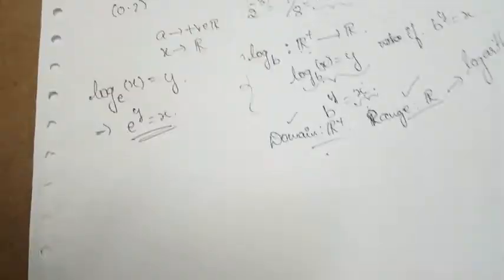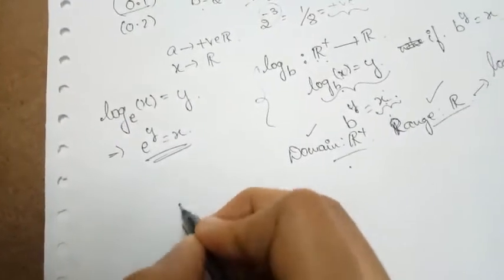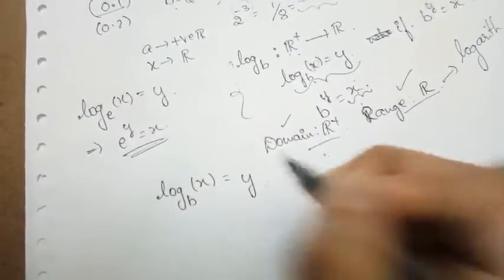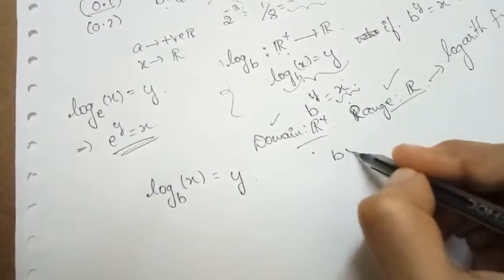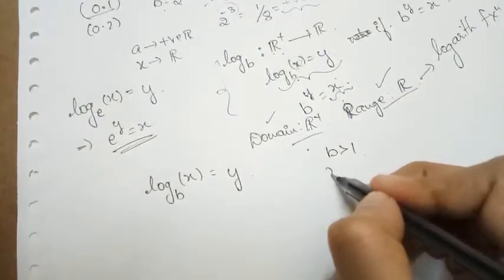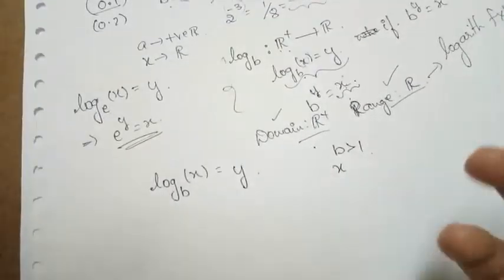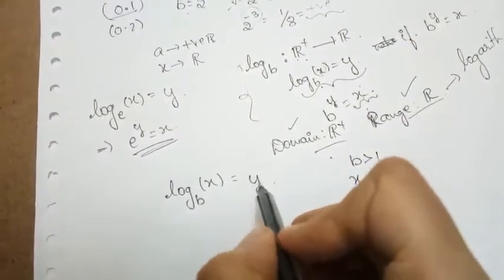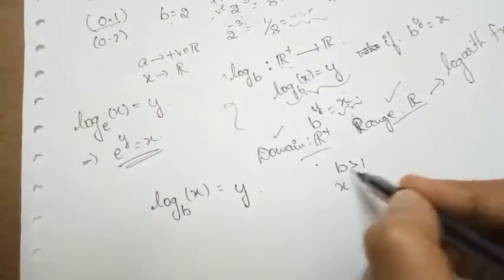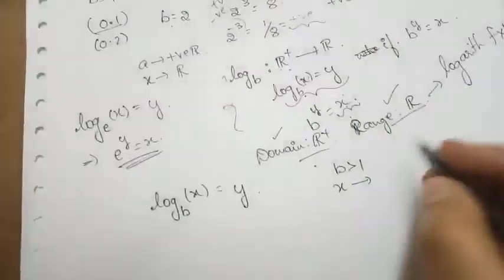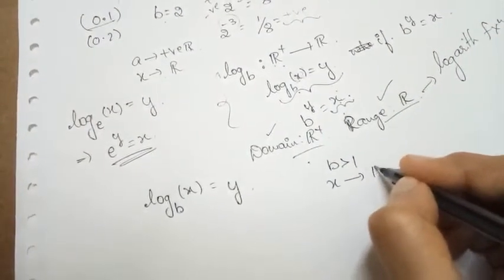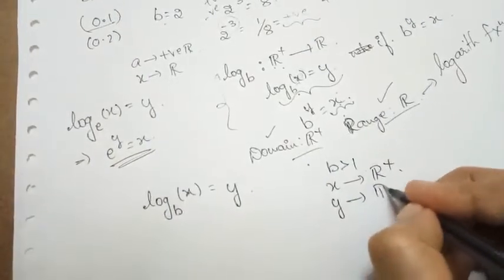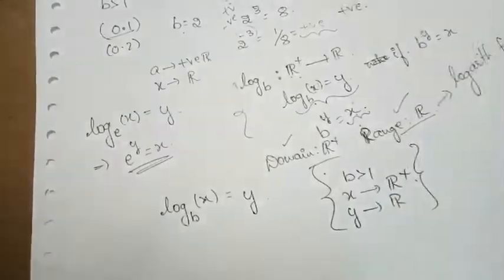Suppose, as we have considered, log b of x is equal to y, where b is strictly greater than 1. What all values of x will it take? Log b of x means b to the power y is equal to x. So x is nothing but the set of positive real numbers. What all values does y take? It is the set of real numbers.